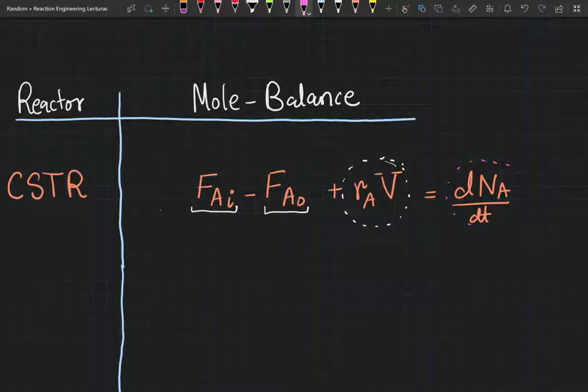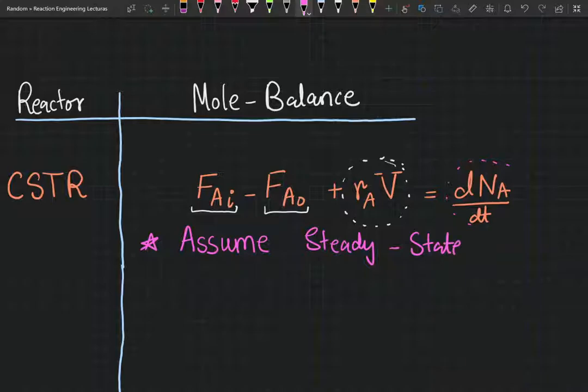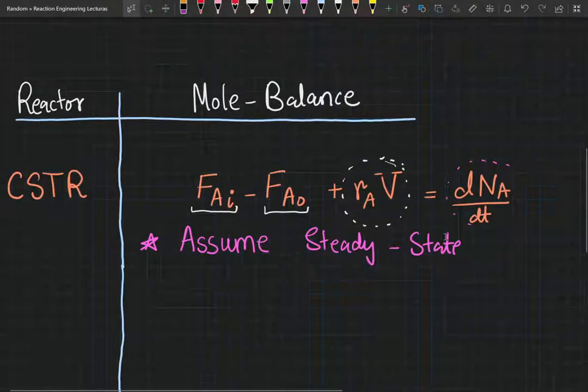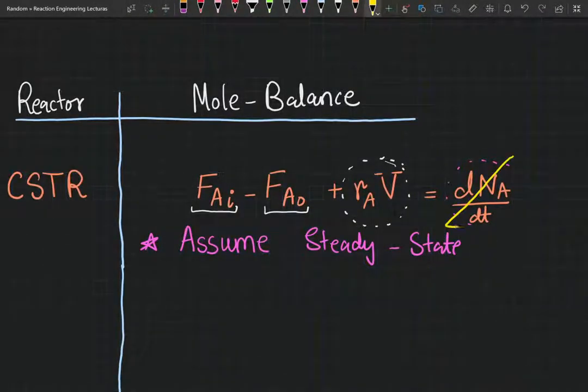And for the sake of the design, for all continuous processes, designs and sizing are done at steady state. So we're going to start off by assuming steady state. One of the assumptions that we have already made prior is the well-mixed assumption. Once you assume steady state, the accumulation term goes away, and now you're left with F_A0 minus F_A plus r_A V.